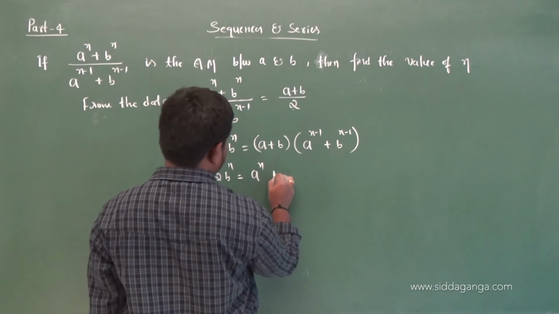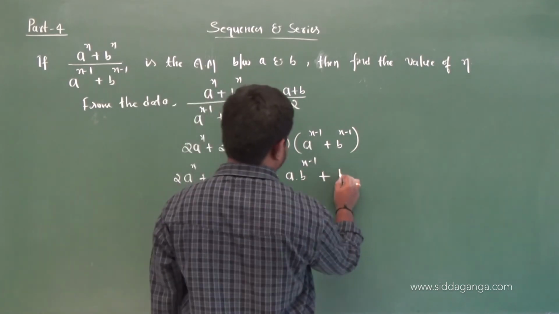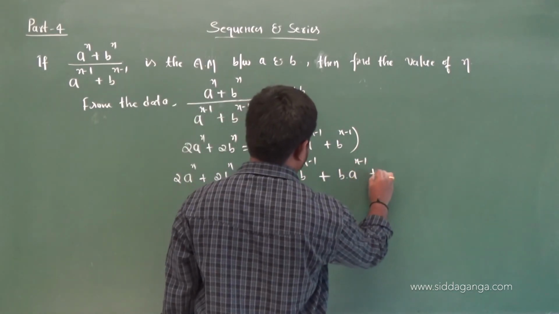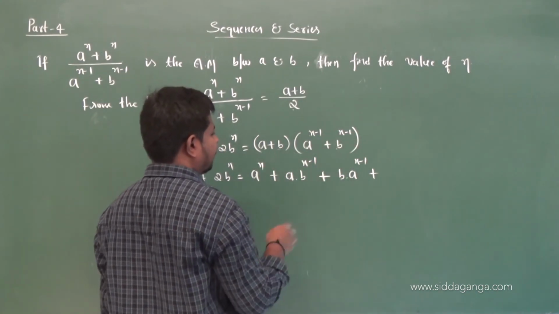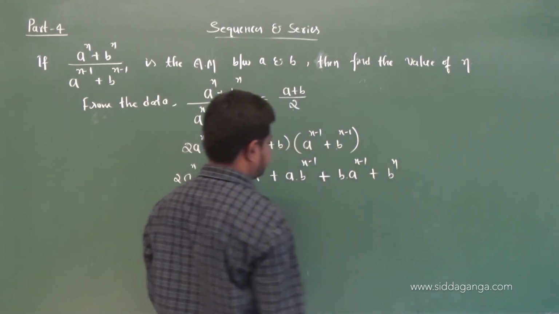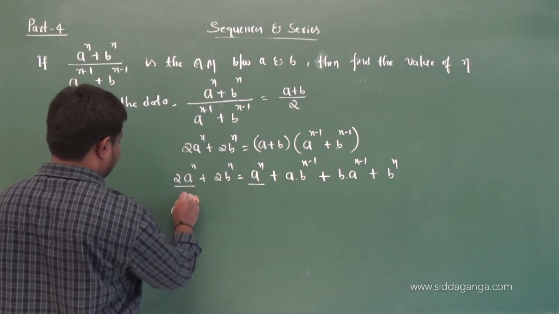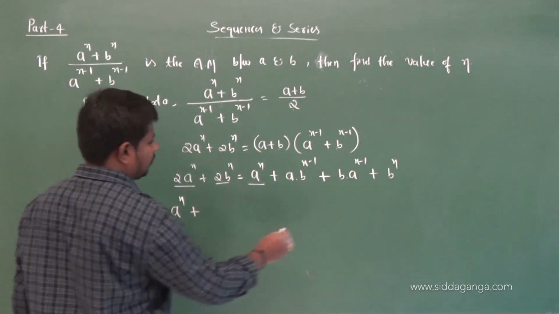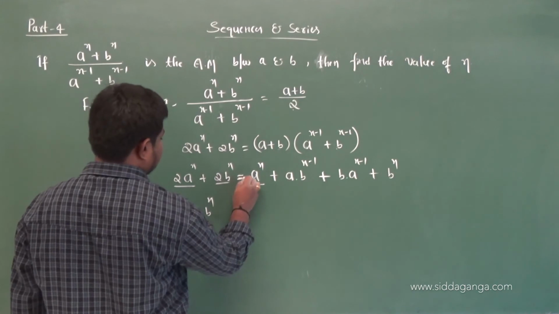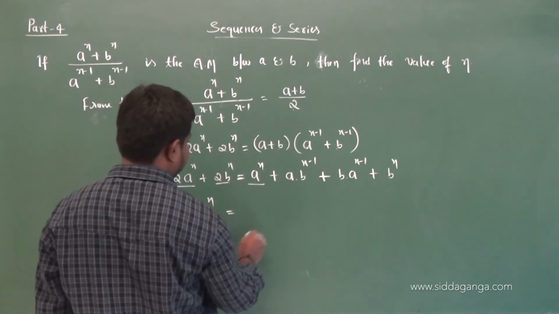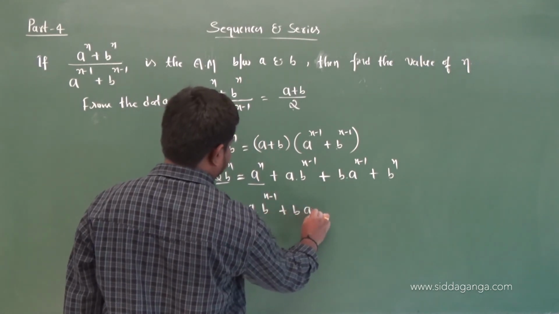a into this plus a into b power of n minus 1, plus b into a power of n minus 1, plus b into this, b power of 1 into b power of n minus 1. So b power of 1 plus n minus 1, 1 gets cancelled, so remaining thing is b power of n. 2a power of n minus a power of n, you get a power of n, plus 2b power of n minus b power of n, you get b power of n. Now equal to a into b power of n minus 1 plus b into a power of n minus 1.